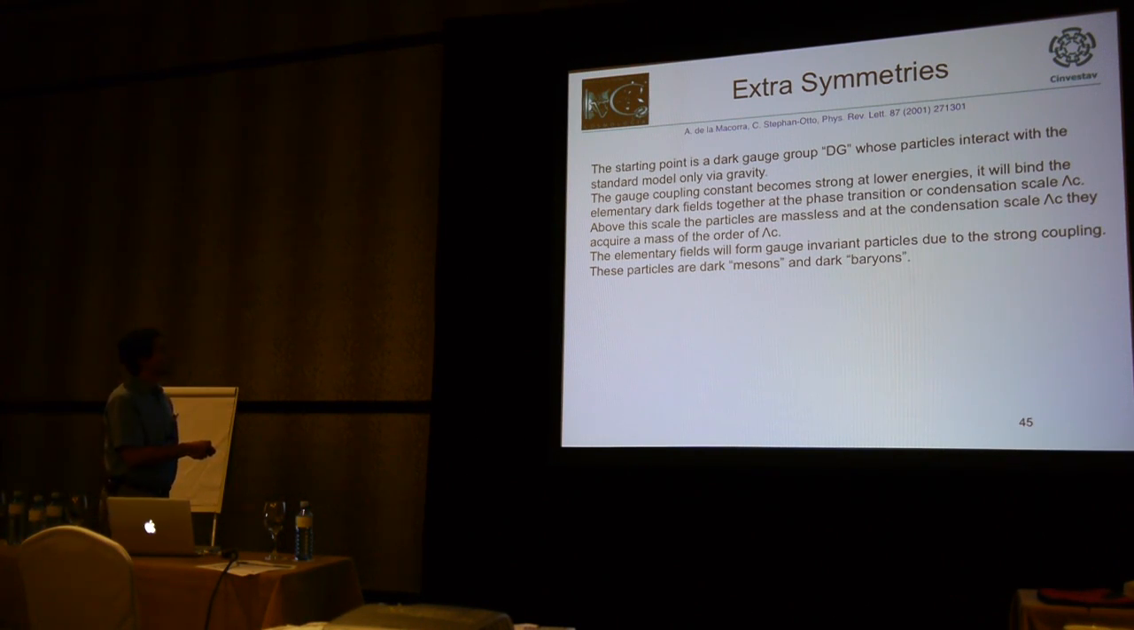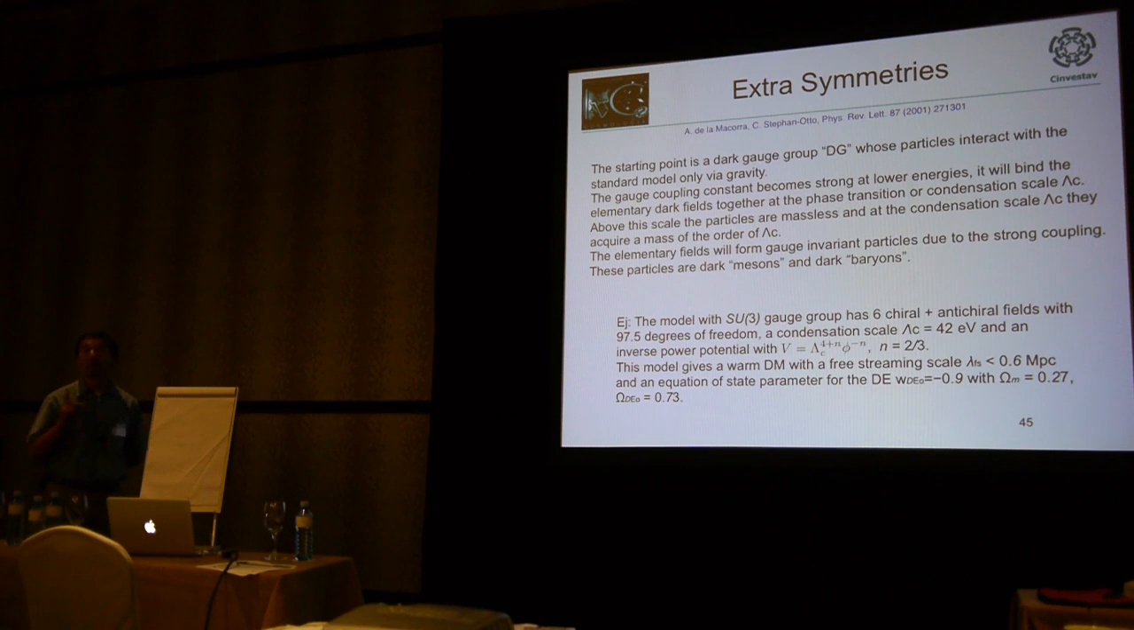The gauge coupling constant becomes strong at lower energies. The elementary dark fields are massless, as in the standard model, above the phase transition or condensation scale lambda c. At the condensation scale lambda c, they acquire mass of order lambda c, like in the standard model. But these particles interact with the rest of the standard model particles only through gravity. The elementary fields will form gauge invariant particles at strong coupling. These particles are dark mesons and dark baryons, and they can account for the dark matter and for the dark energy. For example, let's take the SU(3) gauge group acting only gravitationally.